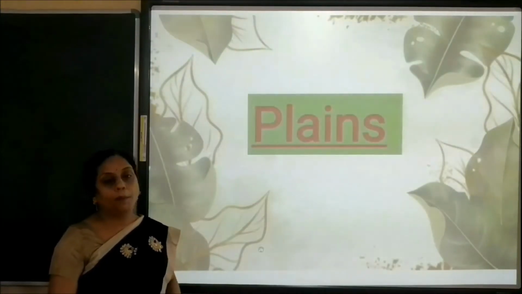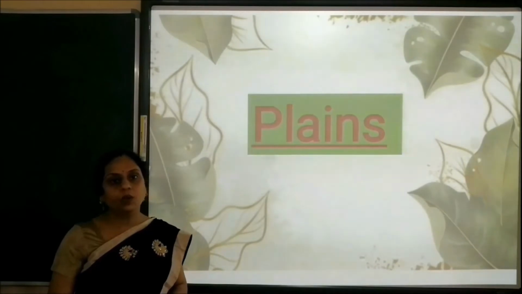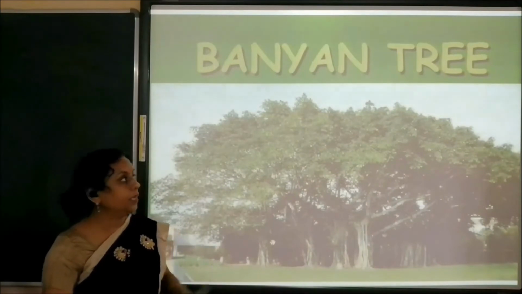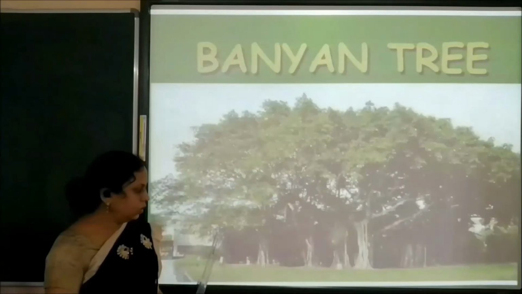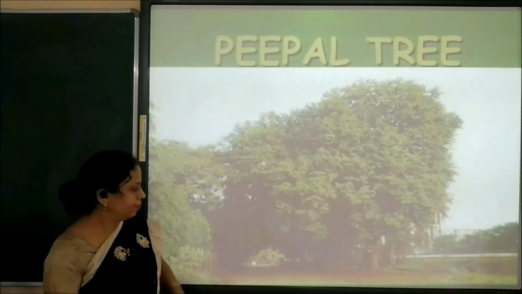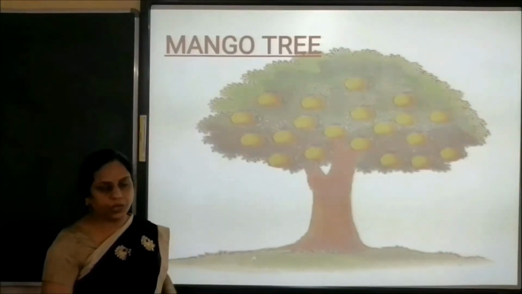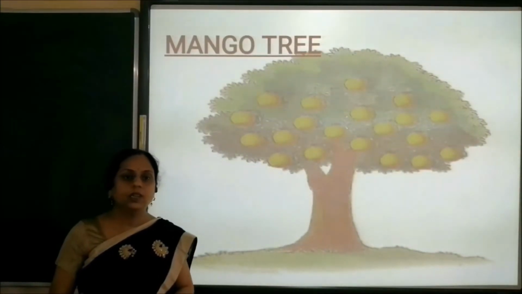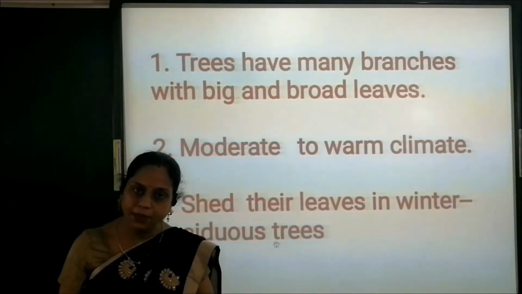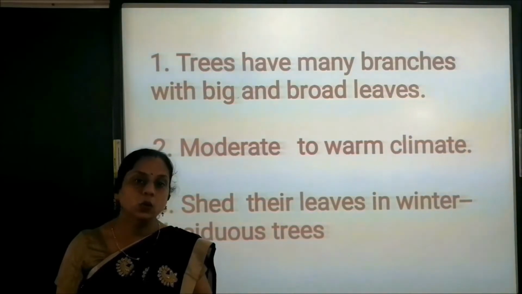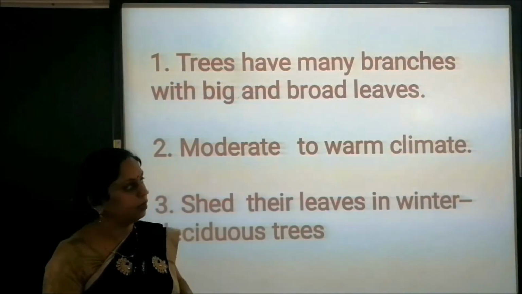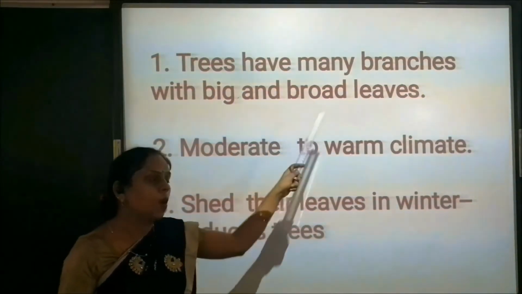Now next is plains. We will study the trees growing in plains. So what are the trees which grow in plains? Banyan tree. See, so many branches. Peepal tree. Mango tree. All these trees are examples of trees growing in plains. Now what are the adaptive features which allow them to grow in plains? Trees have many branches with big and broad leaves.